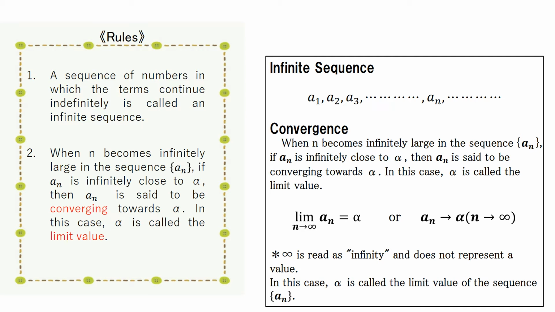A sequence of numbers in which the terms continue indefinitely is called an infinite sequence. When n becomes infinitely large in the sequence a sub n, if a sub n is infinitely close to alpha, then a sub n is said to be converging towards alpha. In this case, alpha is called the limit value.